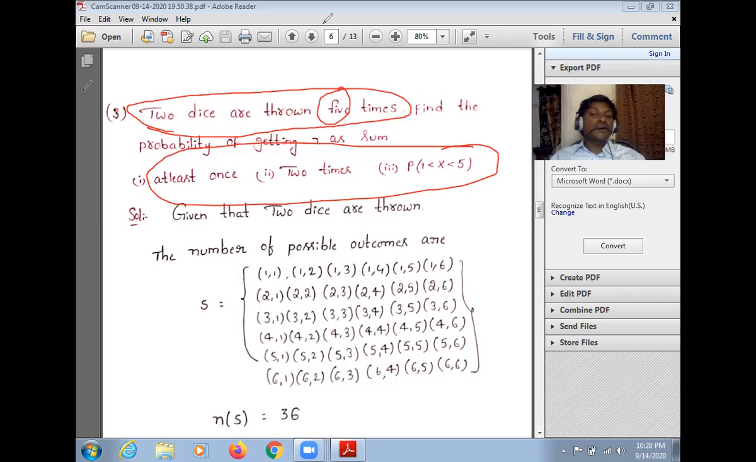5 times. It means n is already mentioned. What about n? N is equal to how much? 5. So n is equal to 5. So this is the given. Next, how many dice are thrown? Two dice. So immediately we have to write the outcomes. Given that two dice are thrown, the number of possible outcomes, how many outcomes are in that?